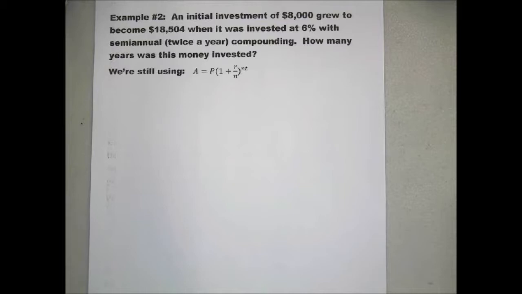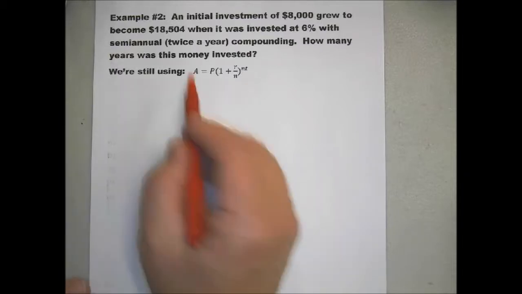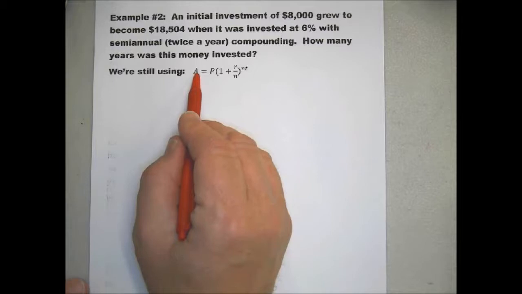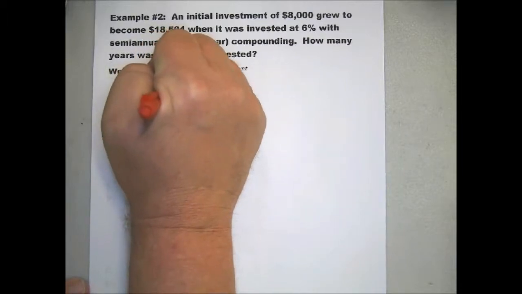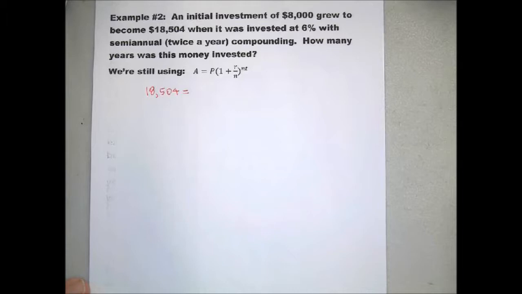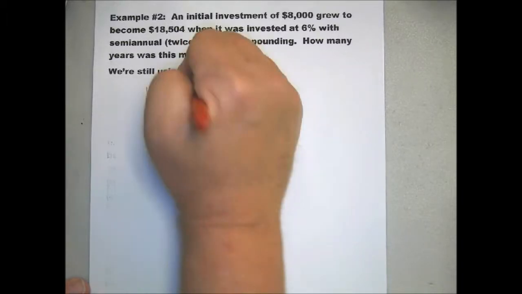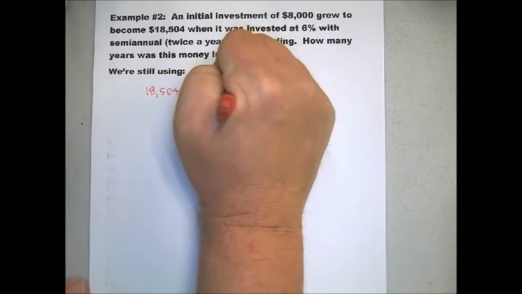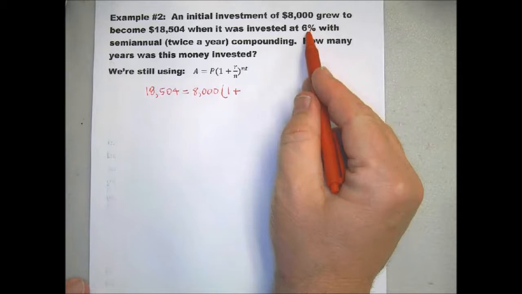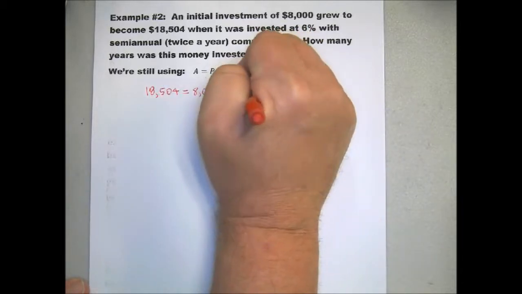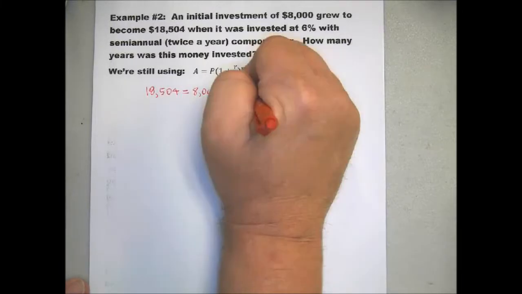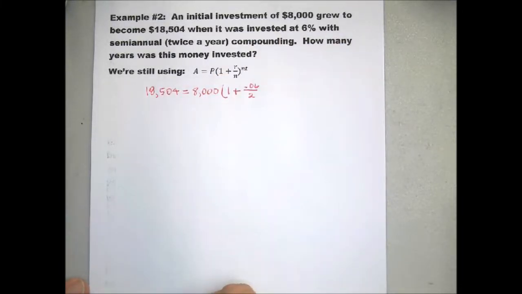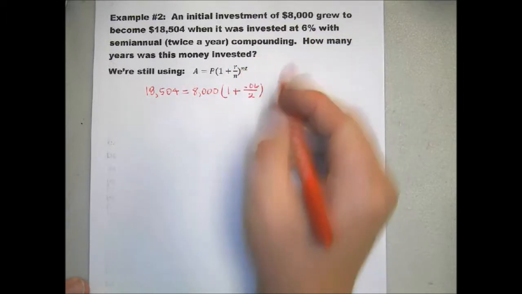Like I said, same formula, similar setup, but it's got a whole lot more moving parts in this part of the problem because, for one thing, we know how much money we ended up with. So we know the A value is 18,504 equals. Well, we know how much we began with, too. We know the principal, 8,000 times 1 plus. We know the interest rate was 6%, so I'm going to put 0.06 right here. And we know the number of times that it's compounded per year is 2 because it's semi-annual compounding. So I'm going to put a 2 right there. And that means I'm also going to have a 2 right here.